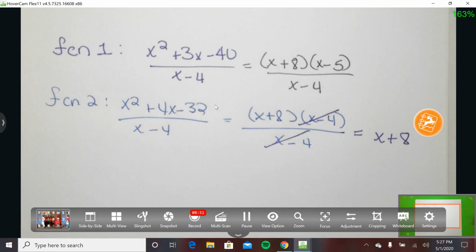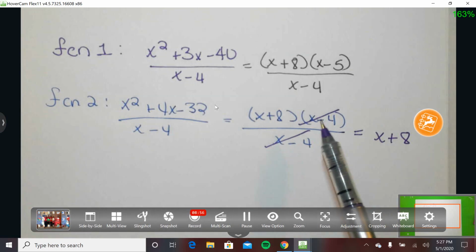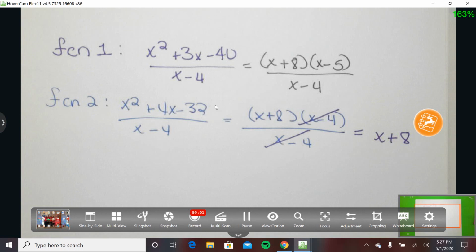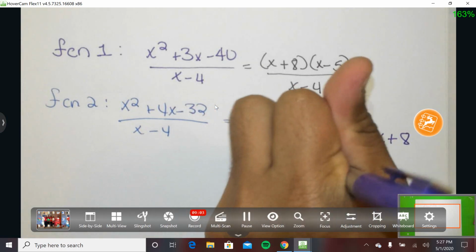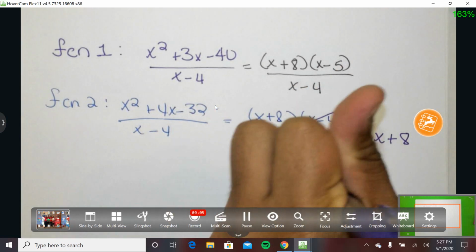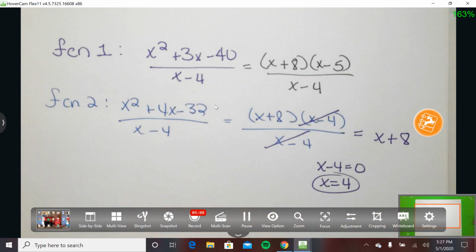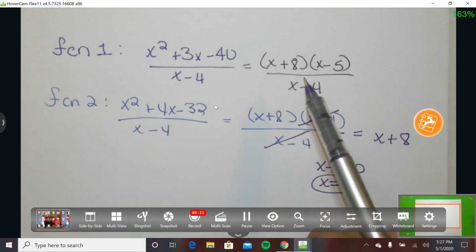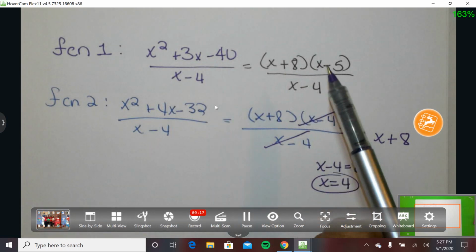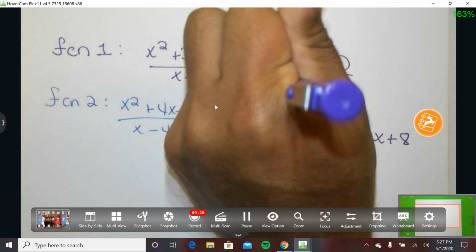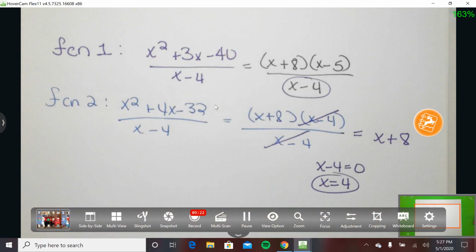Alright, so far we're good. Now, because this had a removable point of discontinuity, that creates a hole. Remember, it creates a hole. So you take that x minus 4 equals 0. x equals 4. So function 2 has a hole. And since nothing canceled out here, function 1 has an asymptote.